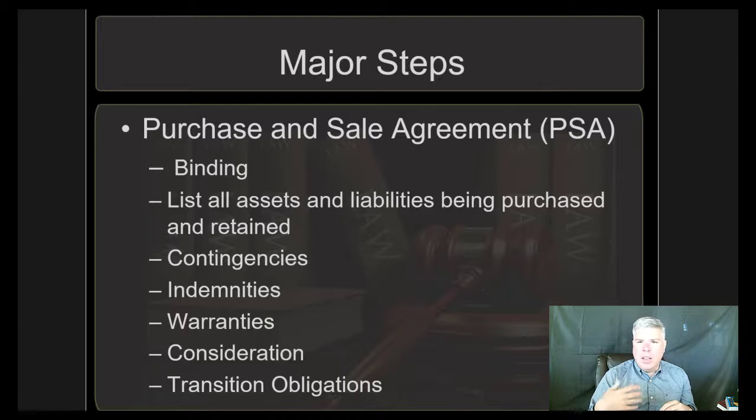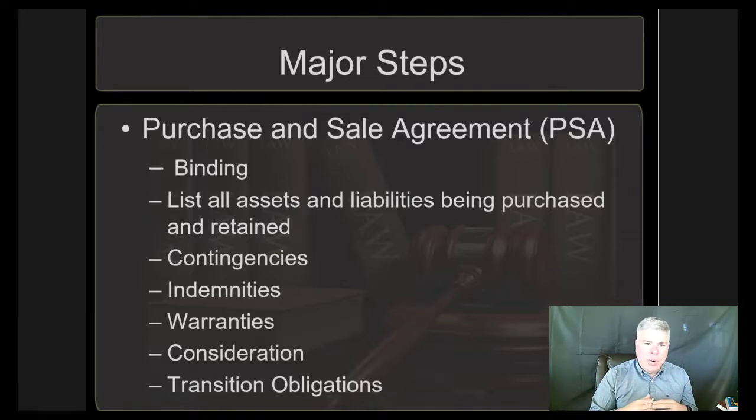So if there were any contingencies pre-closing, those contingencies have been met, and that's agreed to in a purchase and sale agreement. So if there was a financing contingency, that financing contingency has been met. If the seller had to provide certain information or had to provide certain contracts for assignment, those contingencies have been met. And all the assets are as they say that they are.